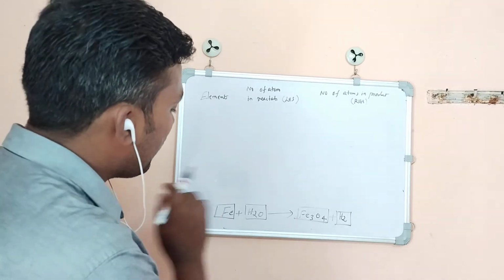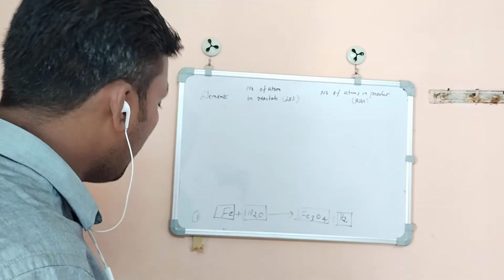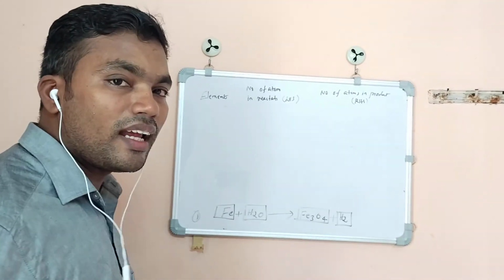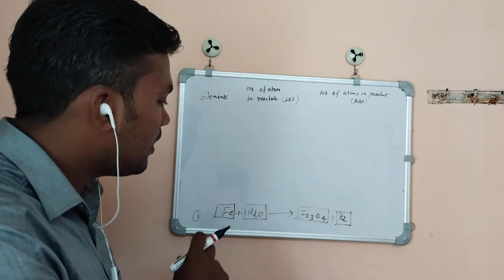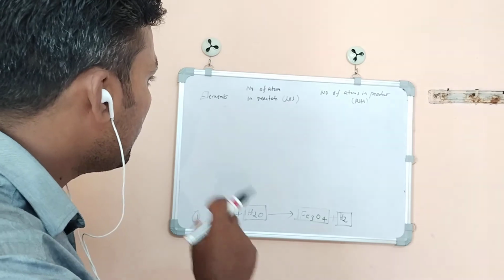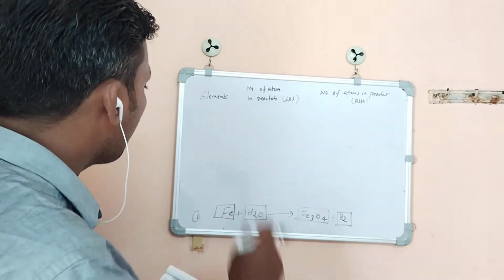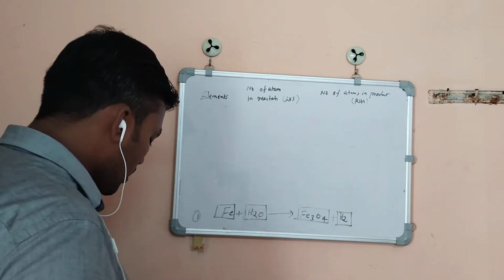Just put the box like this. Okay, this is the first step. List the number of atoms present in the reactant side as well as the product side. Okay, that means LHS and RHS. Now we are going to write the total elements present in the reaction.